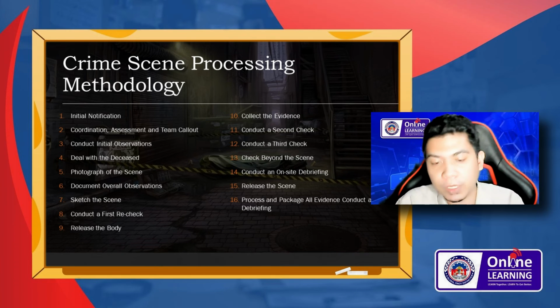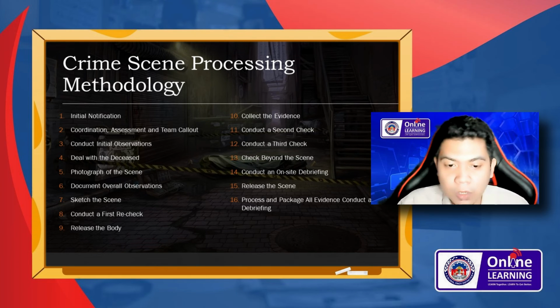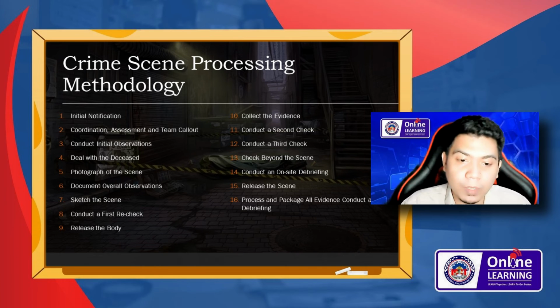And step number 10, collect the evidence. Collect all evidence items that were already located and documented. Examine each item for additional trace evidence. If necessary, take additional photographs to document close-up detail. Ensure each item is fully documented on the evidence custody form.